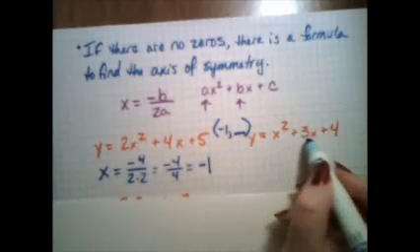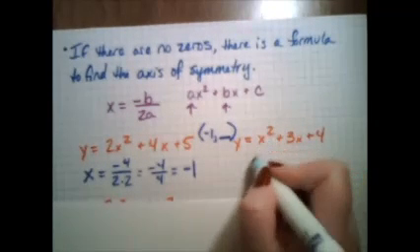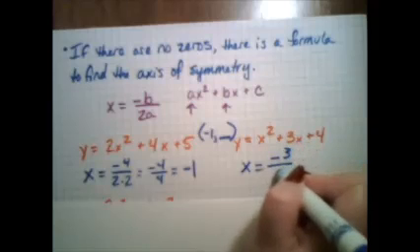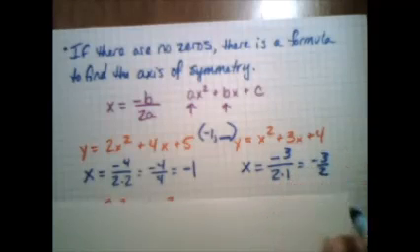Let's try it again. y equals x squared plus 3x plus 4. So x equals -3 over 2 times 1. -3 halves, or -1.5.